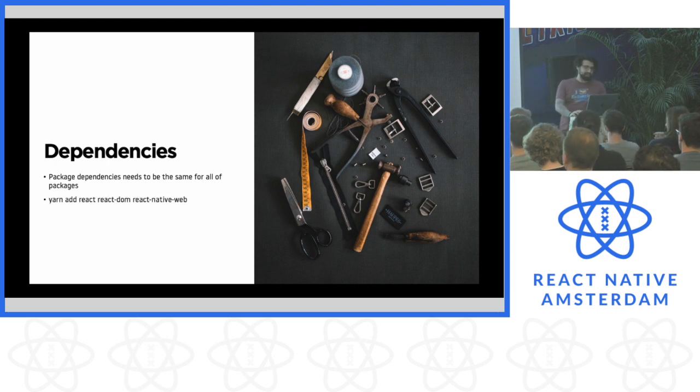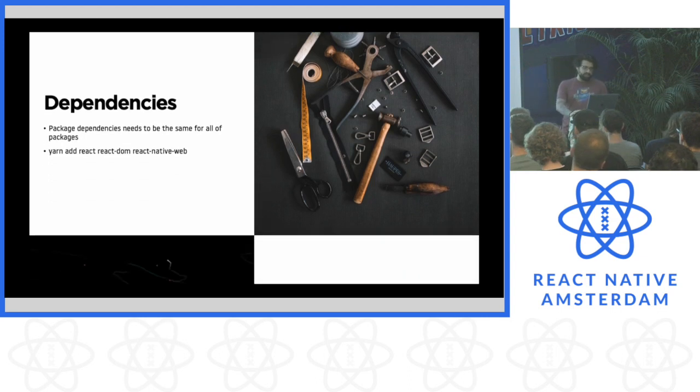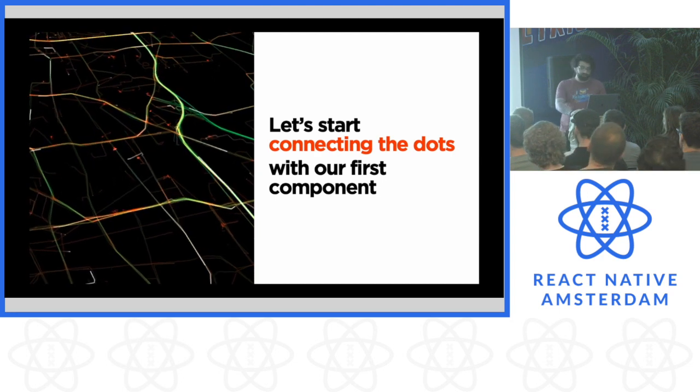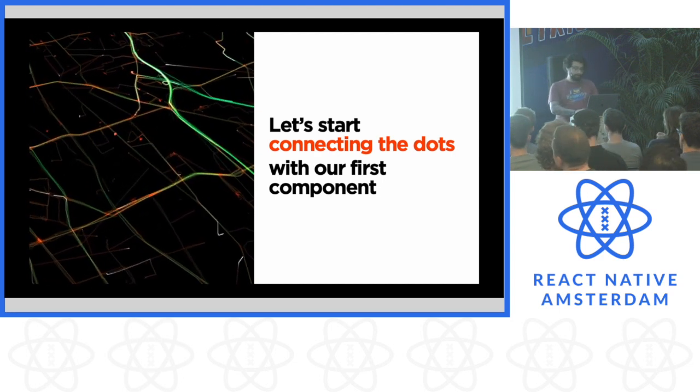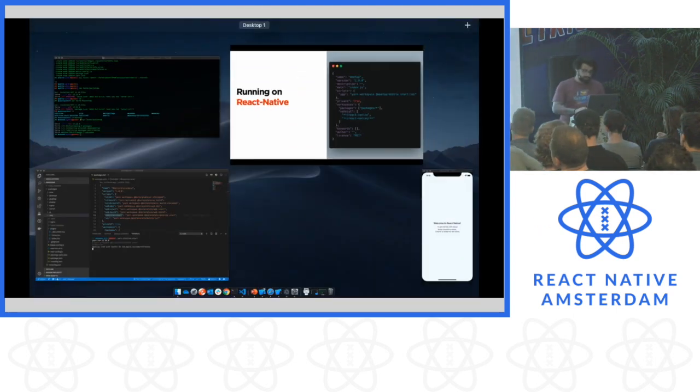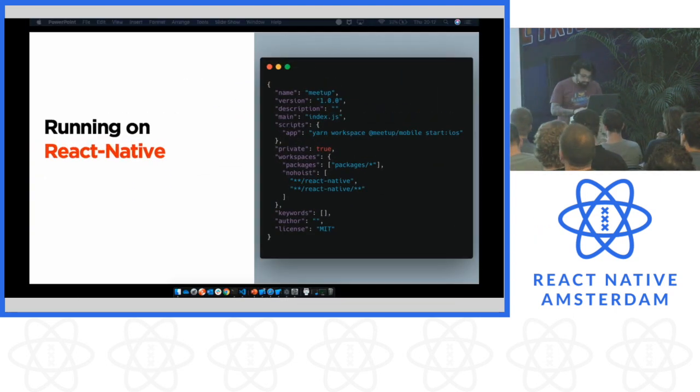Yes. It's easy to start. You add React DOM and React Native Web. React Native Web gets your React Native component and uses virtual DOM from React DOM to convert to HTML strings. Okay, let's try to connect the dots with your first component. I don't know if the best approach will be to show a little bit of code.